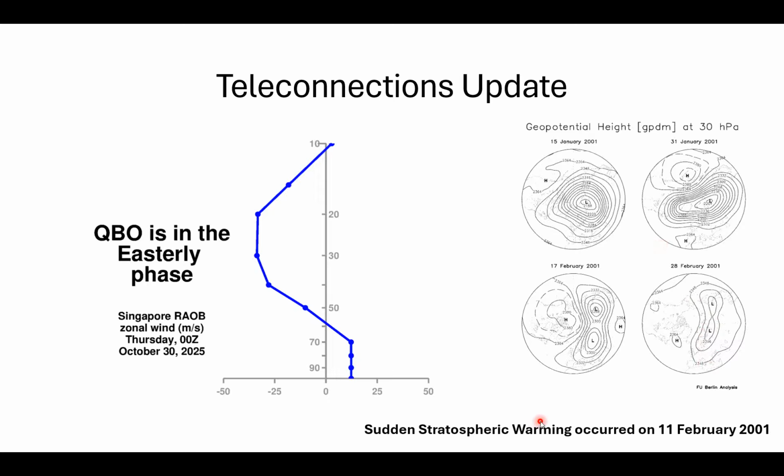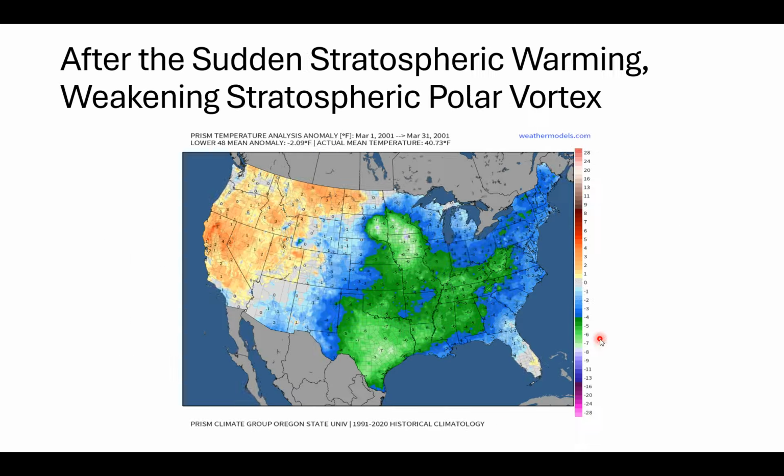Just the one sudden stratospheric warming and a weakening of the polar vortex in the stratosphere. It was more towards later winter, however. Now, what happened after the sudden stratospheric warming event in early 2001? Look at the weakening stratospheric polar vortex after that happened. This was the surface result, with temperature anomalies in the greens well below normal, blue below normal.